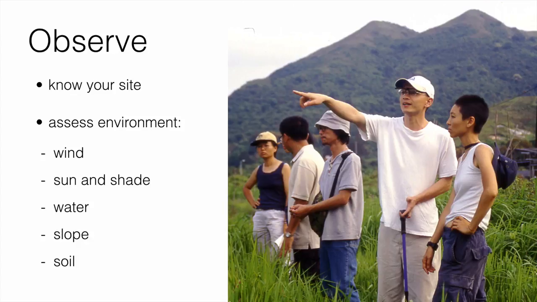Similarly with water, where is the water coming from? Where does it flow to on your site? Where are the places that you could source it and collect it and direct it to your food forest area? And also thinking about slopes. Do you have a flat spot, or are you working with a slope? And what are the sorts of strategies that you might need to do to maximize the use of your slope? And I'll talk about that in just a minute.